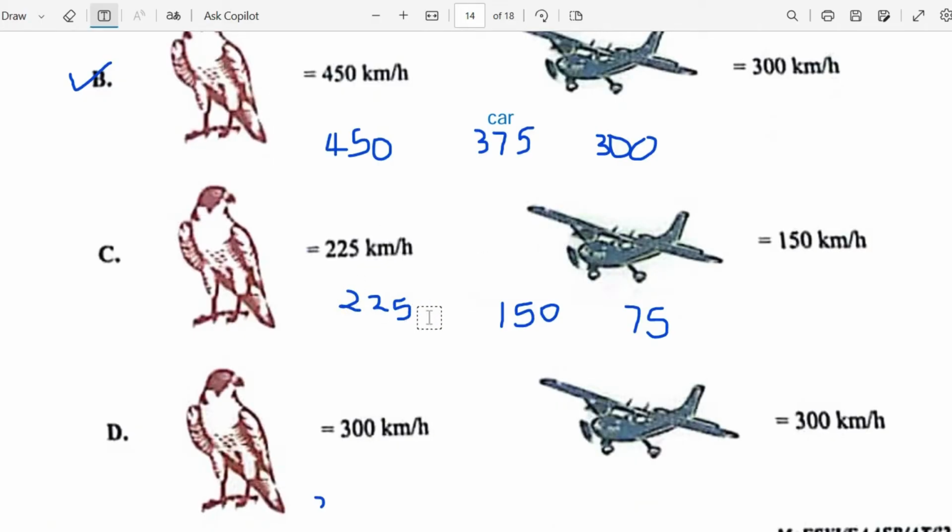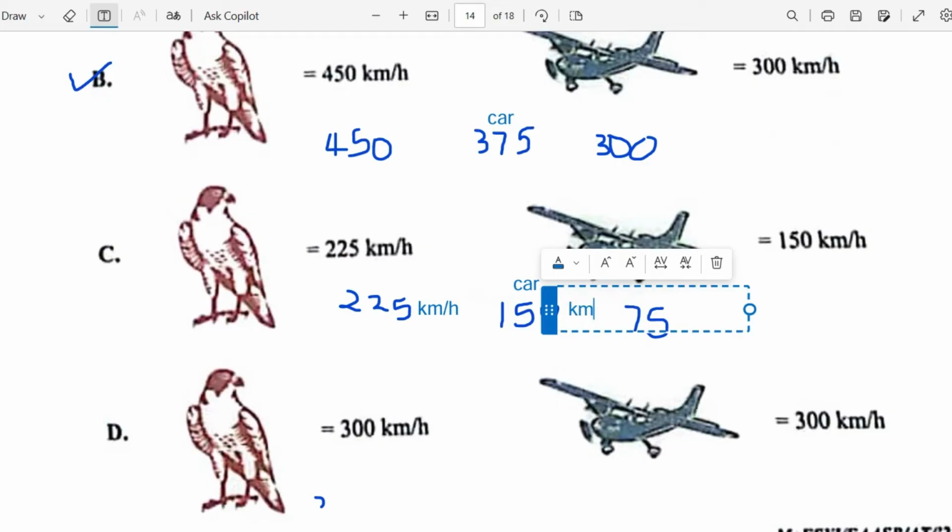And this is 225. If we take away 75 from 225, it's 150, which is the car. And 75 from 150 is 75, which would be the plane. And here's 150 kilometers per hour, so that's not correct. And this one is the same, so this clearly couldn't be the answer. So I'm not even going to make an attempt there, right? So therefore, we can see that the correct answer is B.